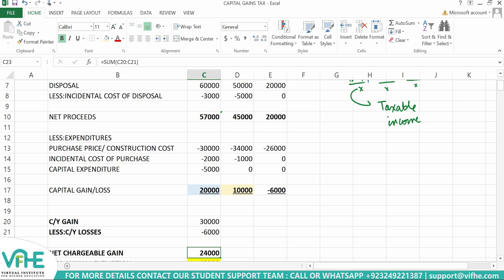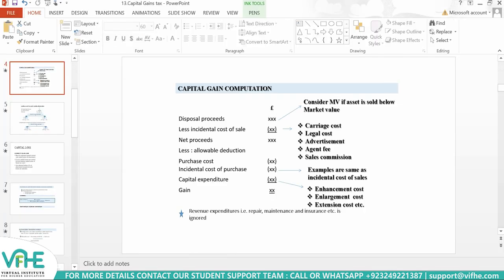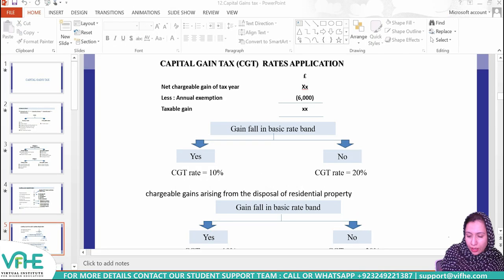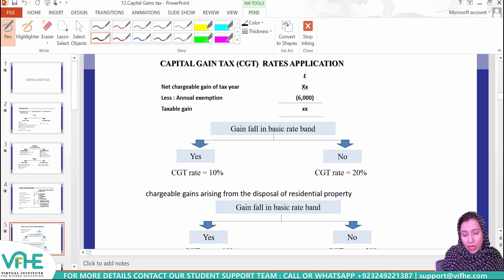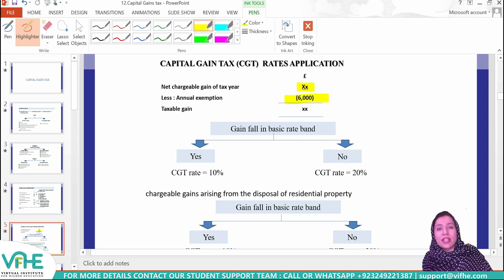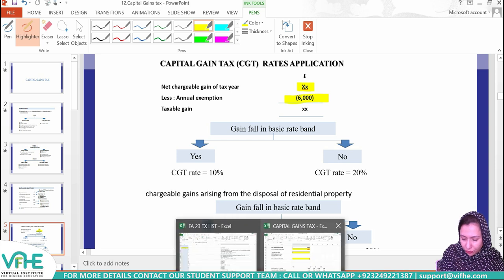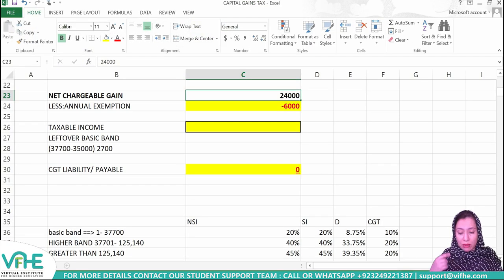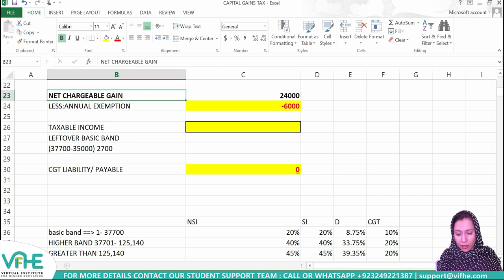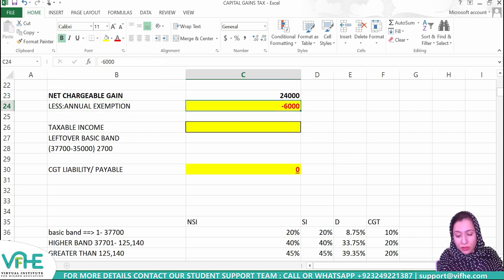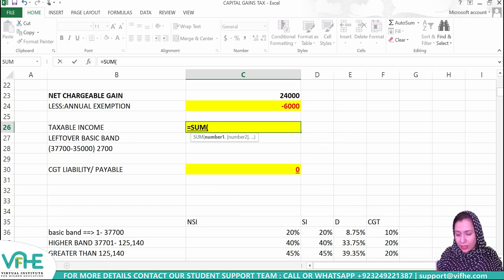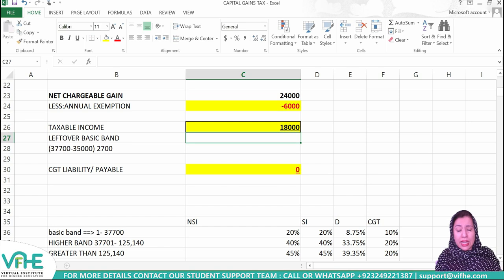That's very much clear. And then, do you remember what is to be done now? I hope you remember that once we know what the net chargeable gain is, we have to deduct the annual exemption amount of 6,000 pounds. So against 24,000 pounds being the net chargeable gain figure, we deduct an annual exempt amount of 6,000 pounds to determine the excess figure. So the excess amount is 18,000 pounds, and that is said to be the taxable gain figure.